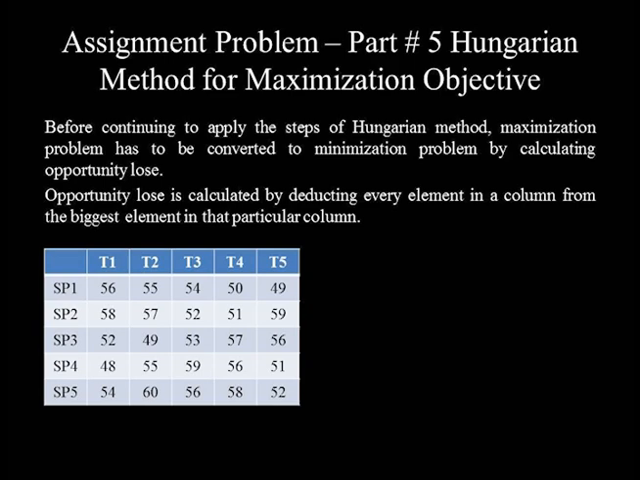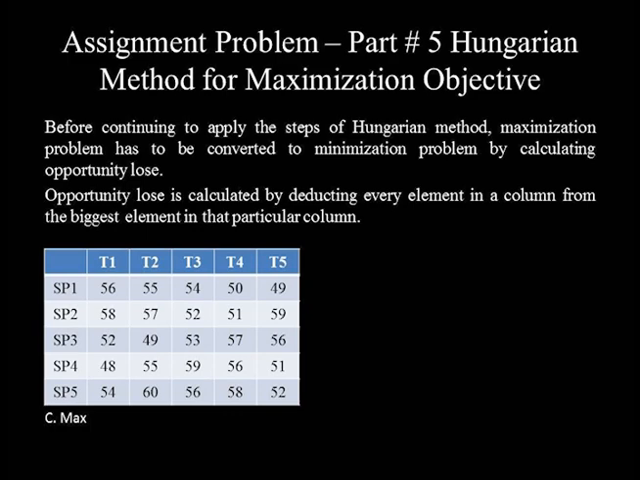Opportunity loss is calculated by deducting every element in a column from the biggest element in that particular column. Opportunity loss calculation can simply be considered as the reverse of column reduction calculation. In column reduction calculation, we deduct the smallest element in a given column from every element in that column. But in case of opportunity loss calculation, we deduct every element in a given column from the biggest element in that particular column. To carry out the opportunity loss calculation, let's identify the biggest element in each column.